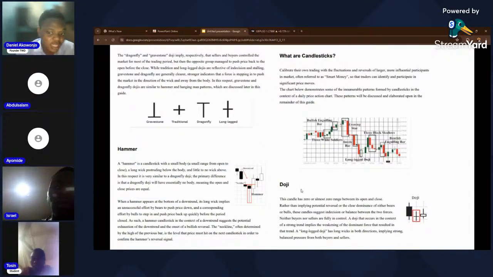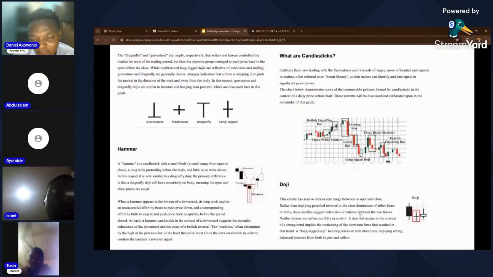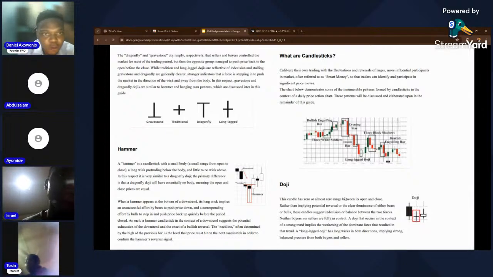The doji. Now this candlestick has zero or almost zero range between its opening and its closing. Does that make sense to you guys? Recently I explained this, right? This is the opening point of a bearish candlestick, then this is the closing point. For a bullish candlestick, this is the closing point, this is the opening point. So now, a doji candlestick has zero range in the sense that it does not have a lot of body.